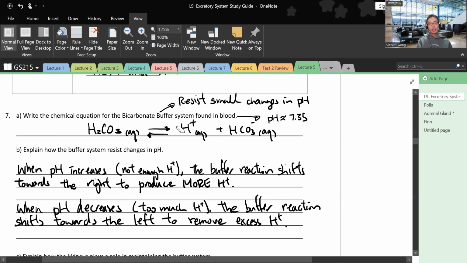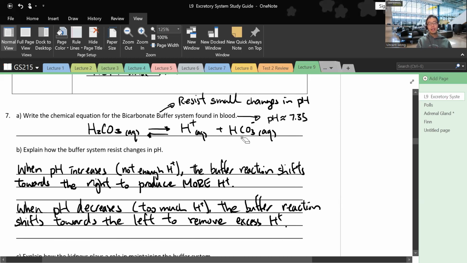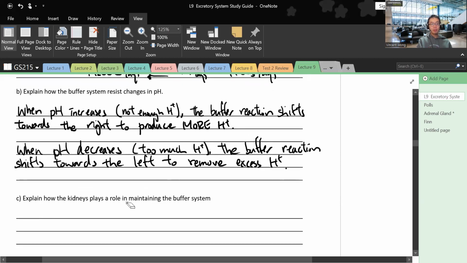So rather than just relying on the blood to mop up the H plus on its own, the kidney will help remove the excess H plus by pumping it away at the proximal tubule, or putting it in the urine, right? So it makes your pee more acidic, which is fine because you're going to pee it out anyways, right? And you will take back the HCO3 to help mop up additional H plus. So, explain how the kidney plays a role in maintaining the buffer system at the proximal tubule. Excess H plus can be secreted.